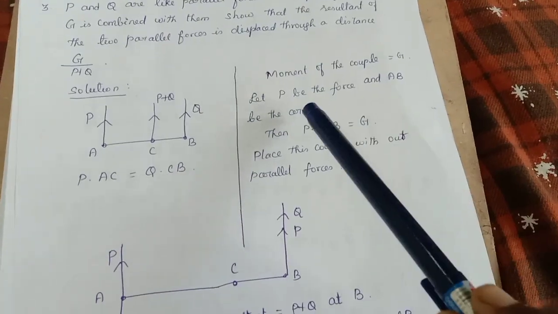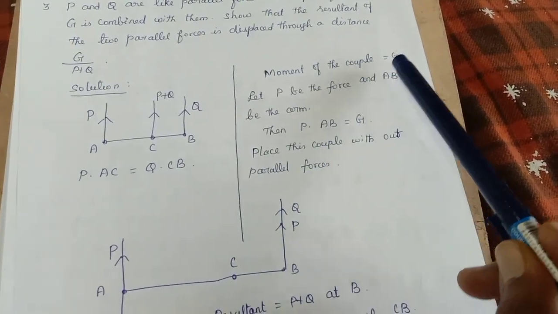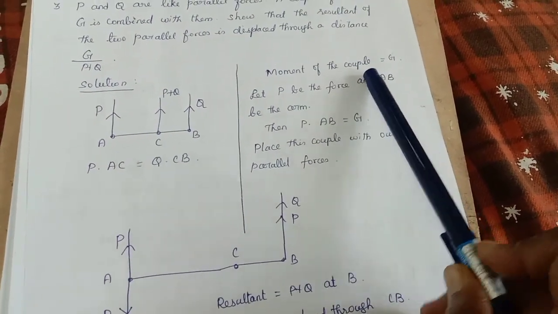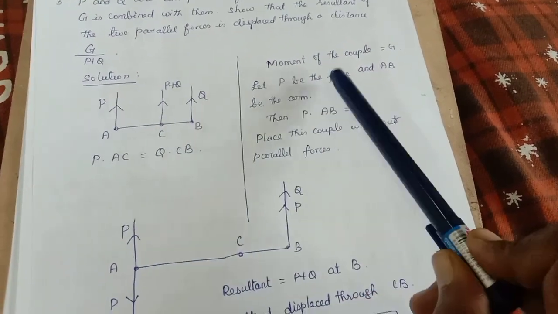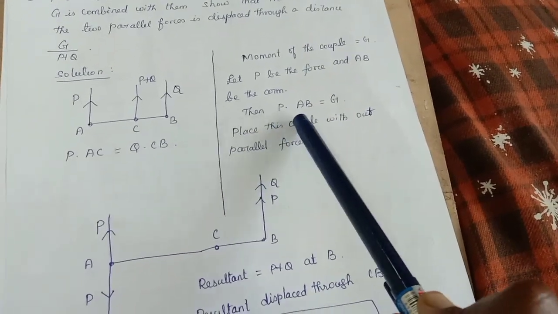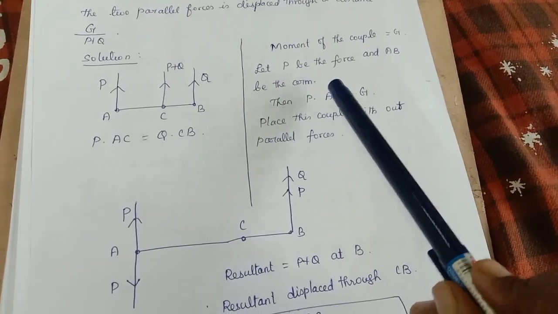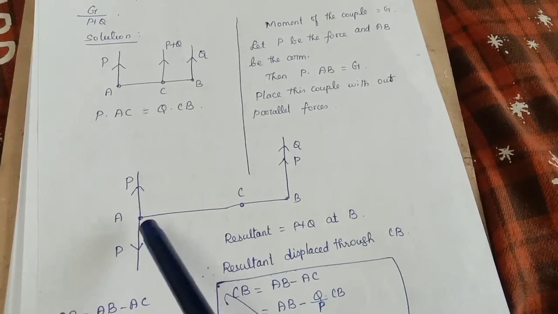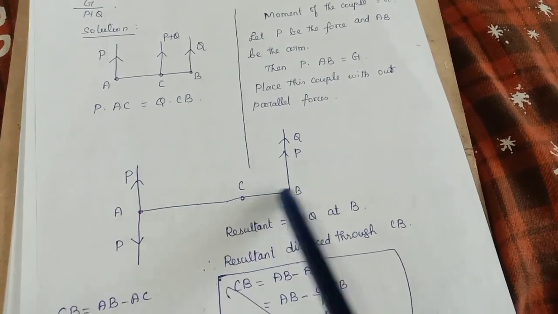Then I have a couple whose moment is equal to G. So whenever you have a force and a couple, what I told you, replace that couple with this force and with this arm, isn't it? So I am going to replace it with the force P and arm AB. So this force into arm, that is the moment, should be equal to G, no? So replace that couple in this position. So I have this diagram. This is my already existing P and Q, and this is the couple which I am replacing.